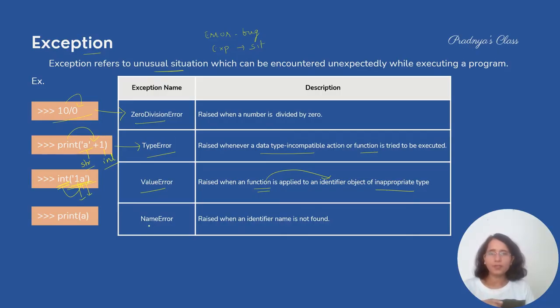The last one we are going to discuss is NameError. The NameError exception is raised when an identifier name is not found. So you can check here, I am going to print one variable A, but I did not initialize any value to the variable A. If I did not initialize any value to a variable in Python, it means that variable is not created, and directly I am trying to print the value of it, which is not created. So I will get the exception NameError.